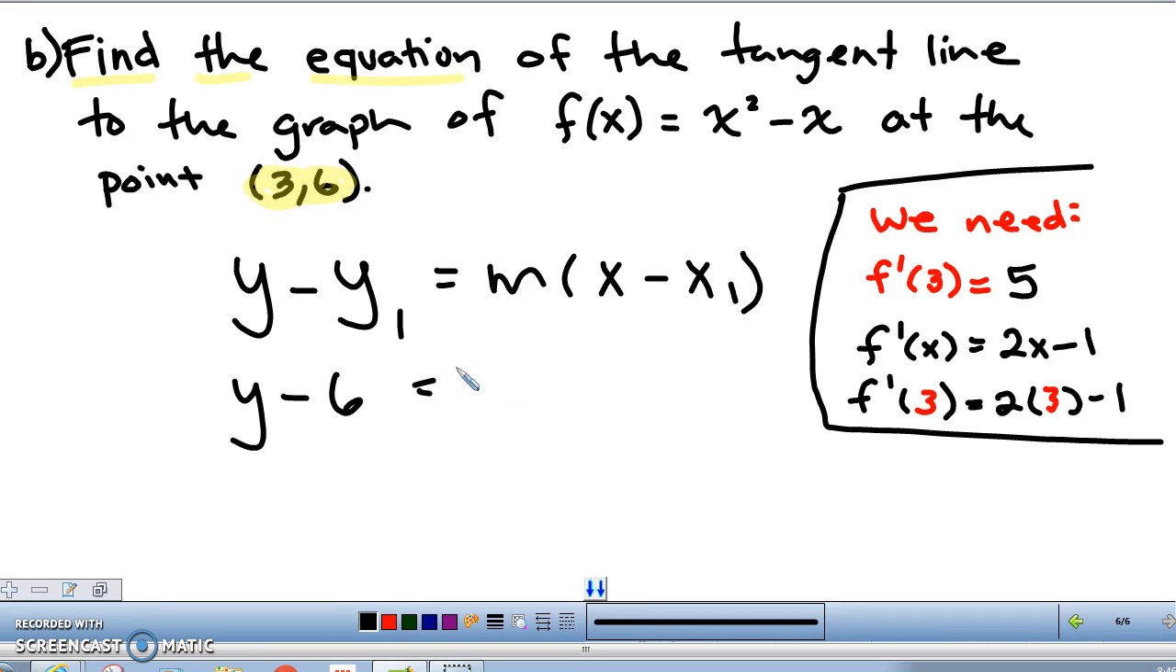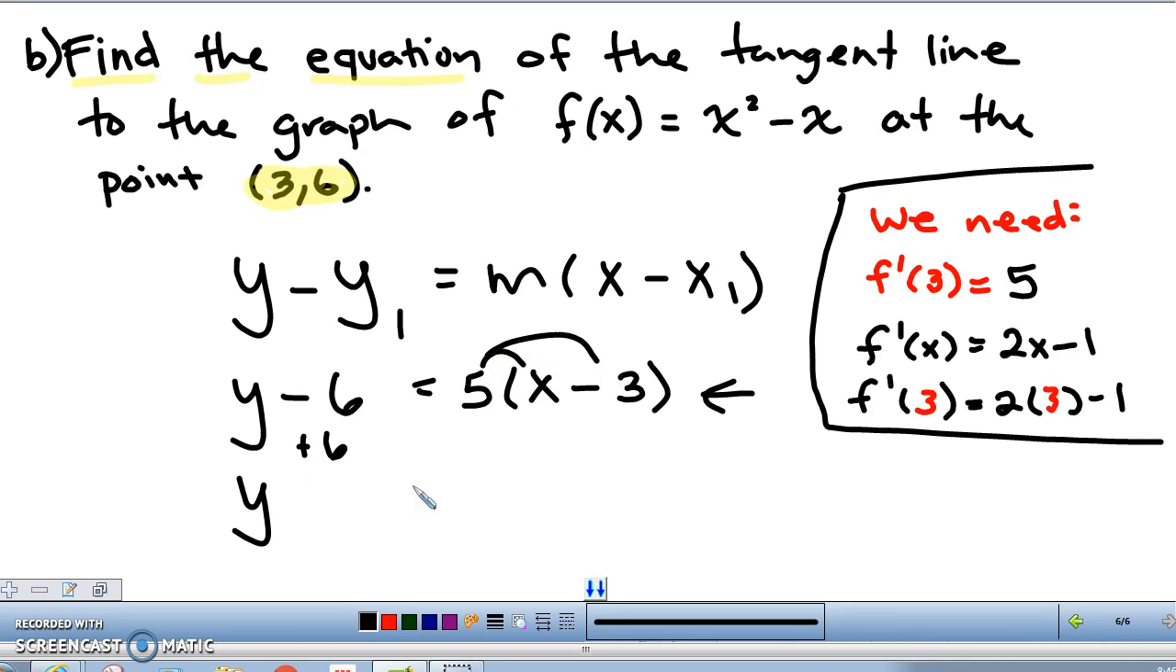Now we can finish this. So we get 5 times x minus 3. Remember, we can leave this like this. We are done. We can stop here. Okay, but we can also add 6 to both sides, or after I distribute this. Okay, so I'm going to get 5x minus 15. So when we add 6 to both sides, we should get 5x minus 9. Okay, so that should be the answer.